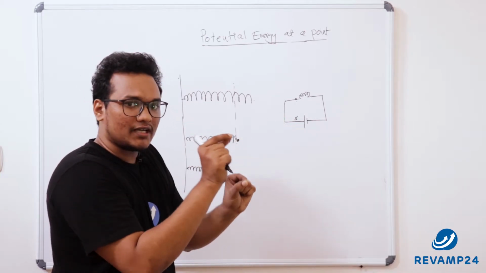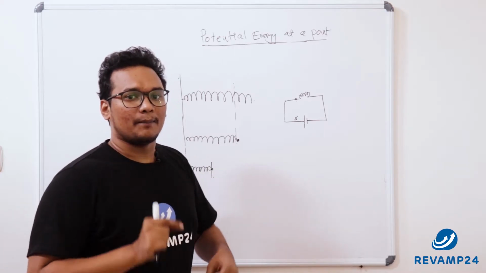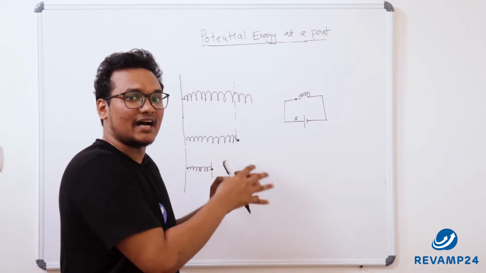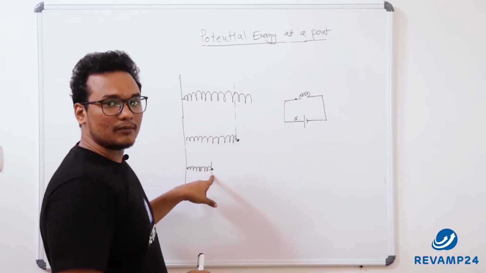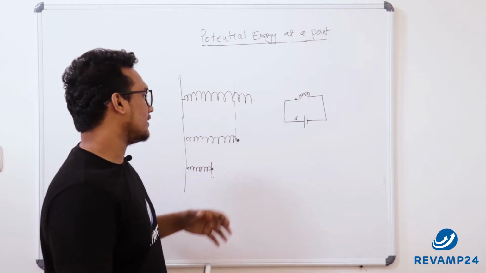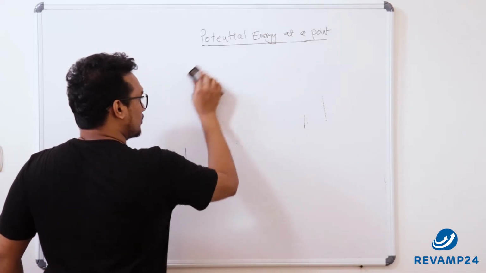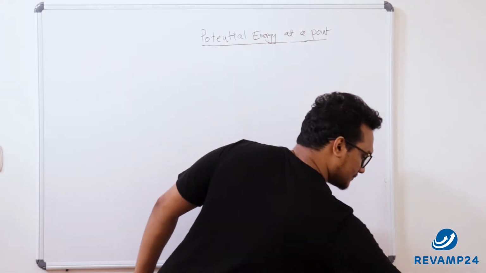So different positions in an electric field will have different potential. But to get the value of potential energy, we need an actual charge at that position. Similarly, a mass connected here and another mass connected here, we need material. So here in this case, electrostatics, we need charges.